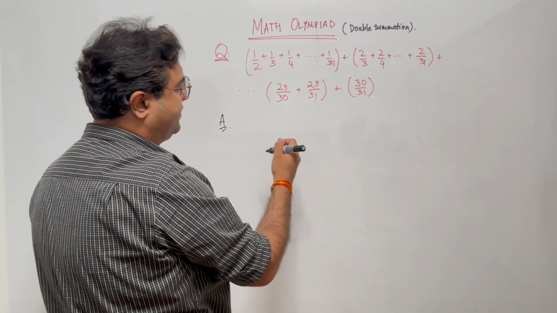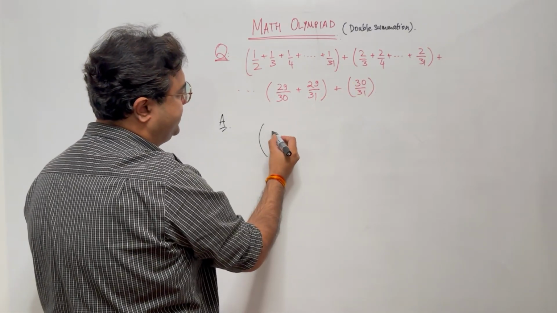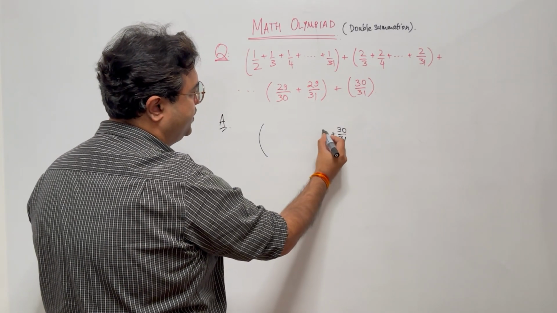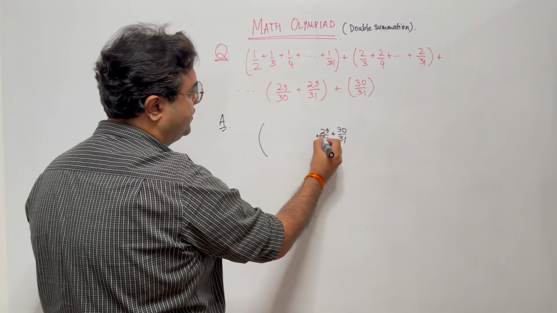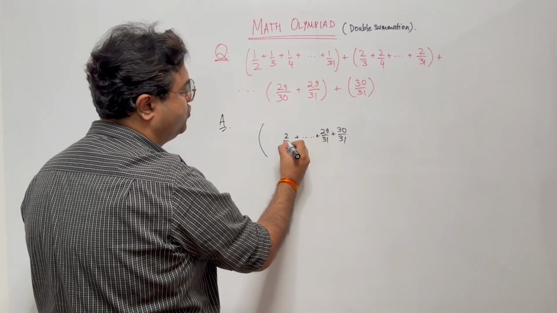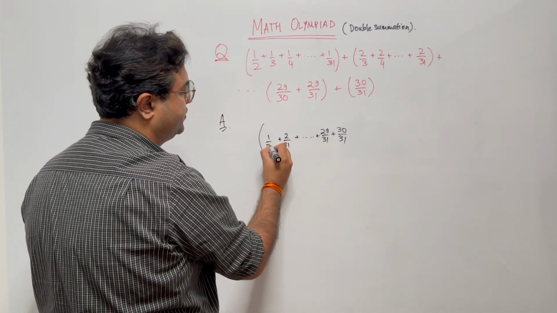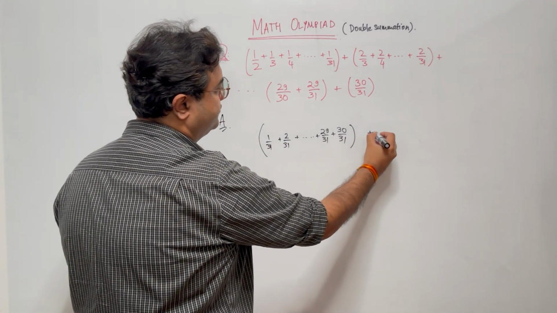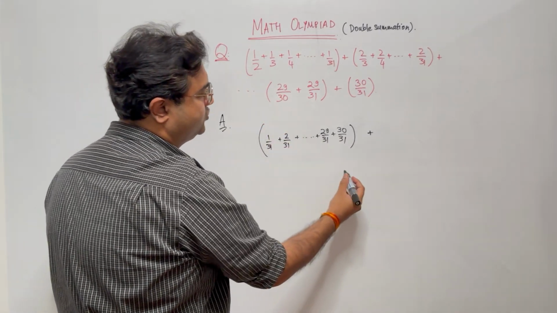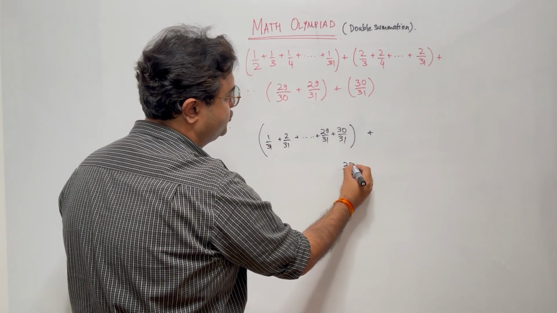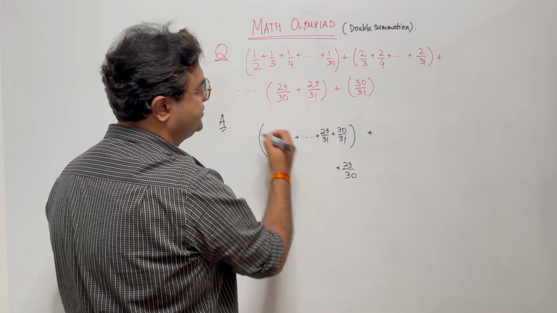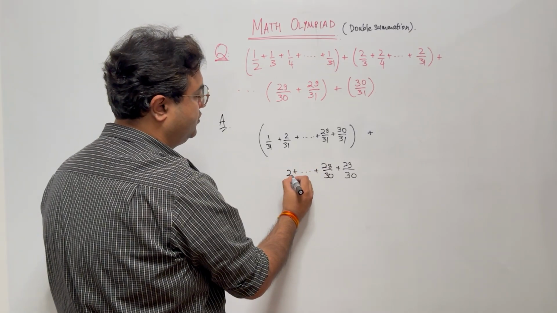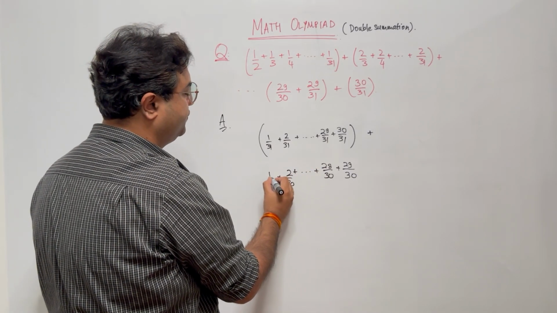Okay, so let's write from the back. The first thing we are seeing here is 30 over 31. Then we have 29 over 31, and then until 2 over 31 plus 1 over 31. Okay. Then let's look at this. So this is now 30. So this is 29 over 30, then the previous will be 28 over 30, and so on, plus 2 over 30 plus 1 over 30.